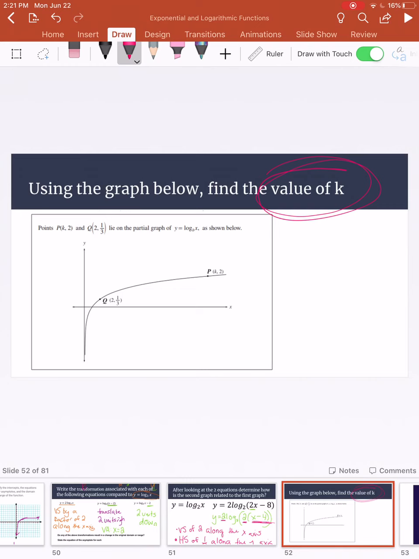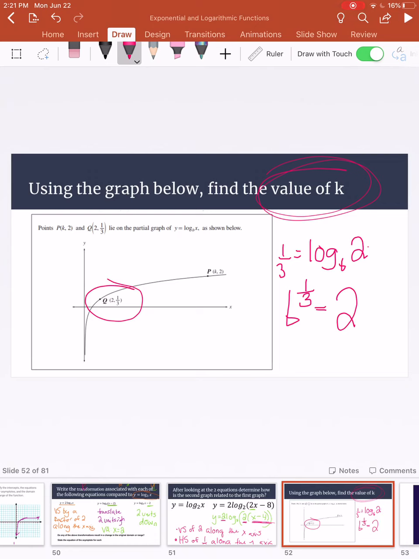All right, so what I would do is I would start off with the point that you know. Always start with the point that you know. So I'm going to substitute this in. So when y is 1 over 3, x is 2. So the reason I'm doing this is I want to find that b value. So in order to find that b value, I'm going to convert to exponential form. So I'm going to have b to the exponent of 1/3 equals my argument, which is 2.